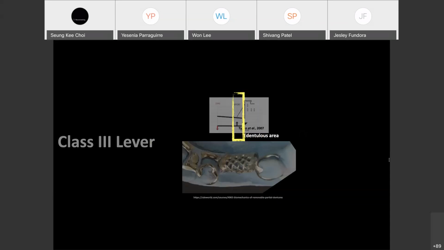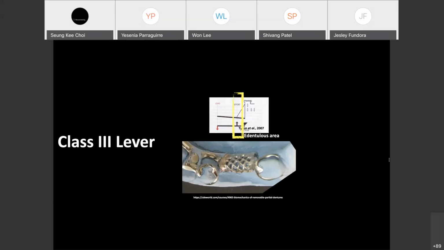Okay, lastly, class 3 lever. This is probably the most favorable situation in RPD design because we have an edentulous area that's bounded by teeth. So it's somewhere in the middle. Fulcrum, where's the fulcrum? I kind of gave it away already. Where's the fulcrum on this picture, on this design?